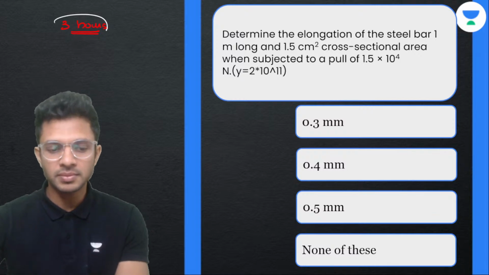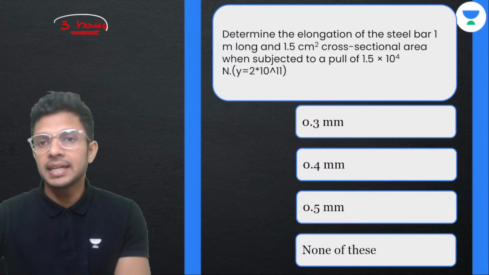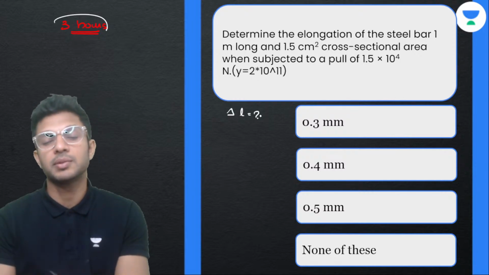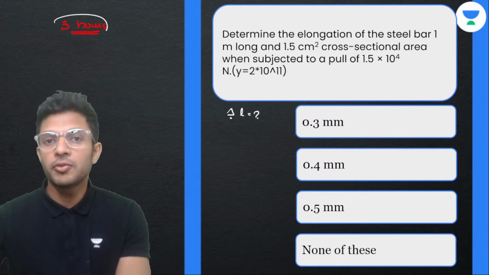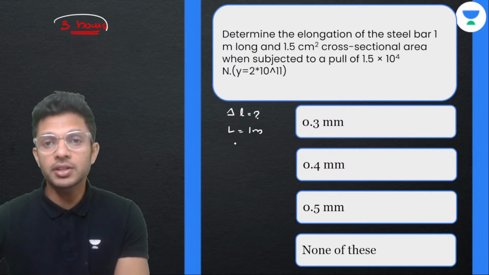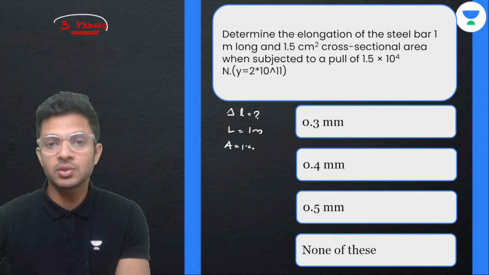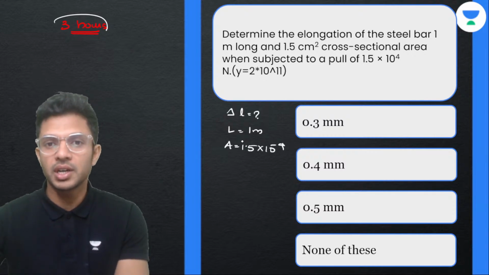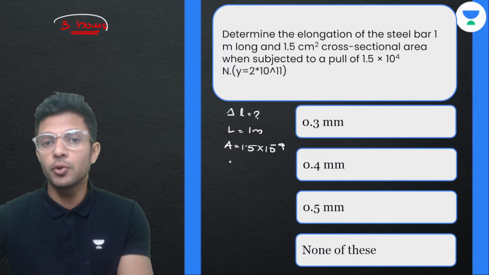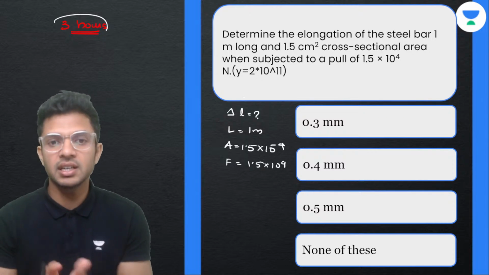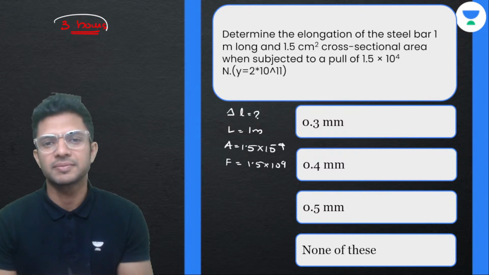Determine the elongation of the steel bar. Elongation is usually represented with the symbol delta L. Of length 1 meter, initial length is given, and area of cross section is 1.5 centimeter square or 1.5 into 10 power minus 4 meter square, when subject to a pull, meaning a force, also given, 1.5 into 10 power 4. And Young's modulus is given here, and the question is just to find delta L.